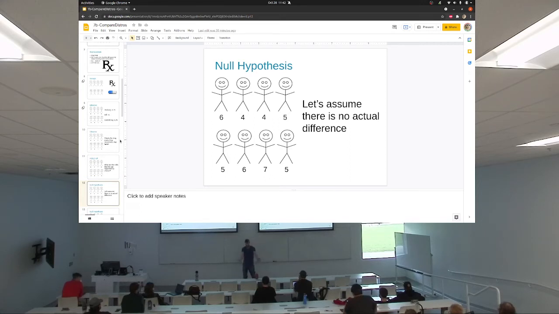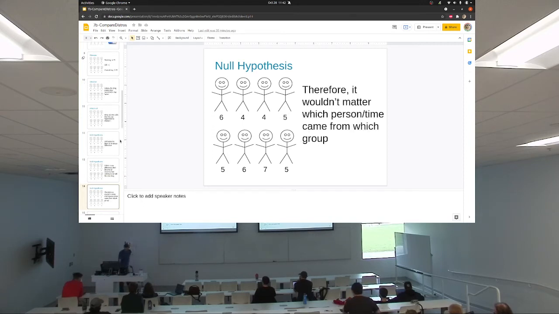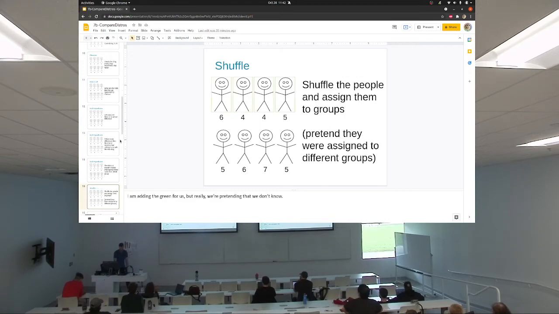Right? Okay, so if there is no actual difference, then the time of recovery had nothing to do with whether they took the drug or the placebo. Therefore, it wouldn't matter which person and recovery time came from which group. That's what I would just say.